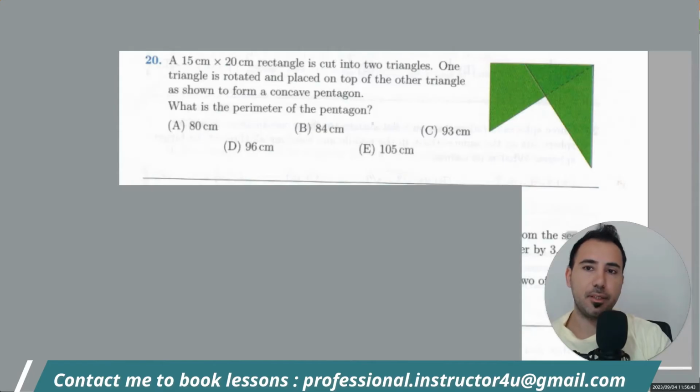A 15 by 20 centimeter rectangle is cut into 2 triangles. One triangle is rotated and placed at the top of the other triangle as shown to form a concave pentagon. What is the perimeter of the pentagon?